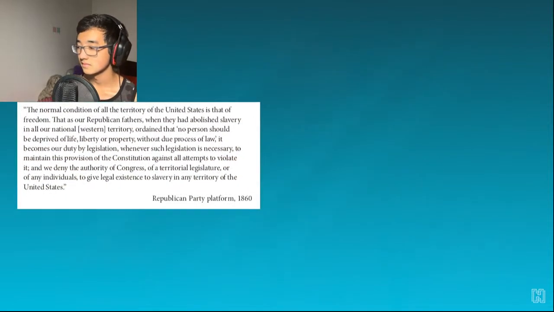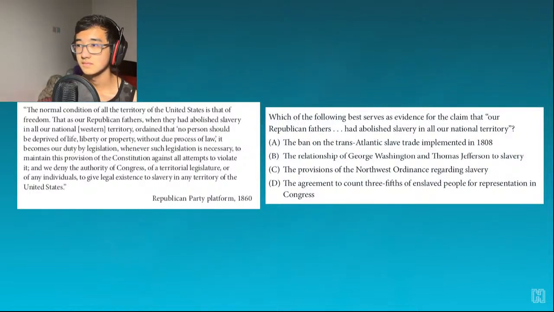Okay, so the first question says this. Which of the following best serves as evidence for the claim that our Republican fathers had abolished slavery in all our national territory? So the historical thinking skill that they're asking you to perform here is to support a claim with evidence. Okay, so which of these pieces of evidence could be used to support the Republican Party platform that no slavery should exist? A, the ban on the transatlantic slave trade implemented in 1808. B, the relationship of George Washington and Thomas Jefferson to slavery. C, the provisions of the Northwest Ordinance regarding slavery. D, the agreement to count 3/5 of enslaved people for representation in Congress.